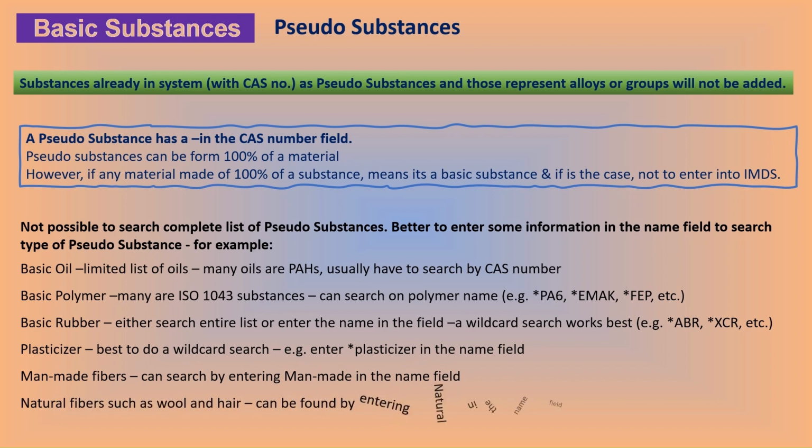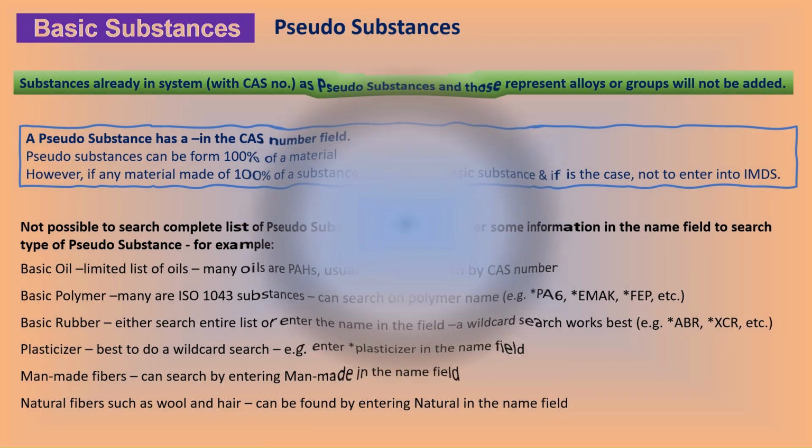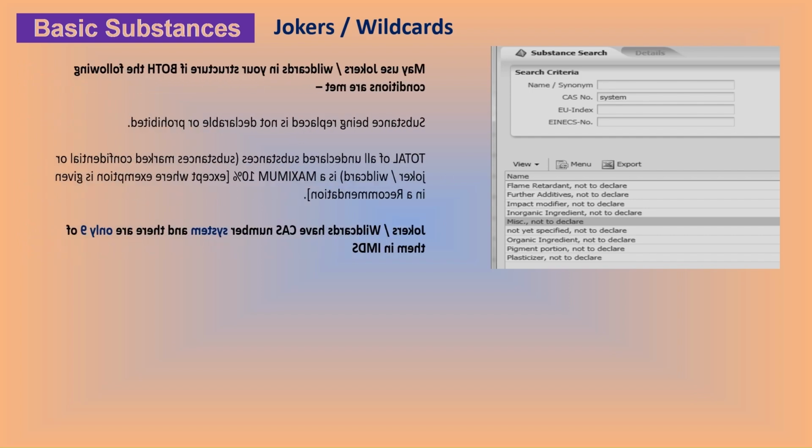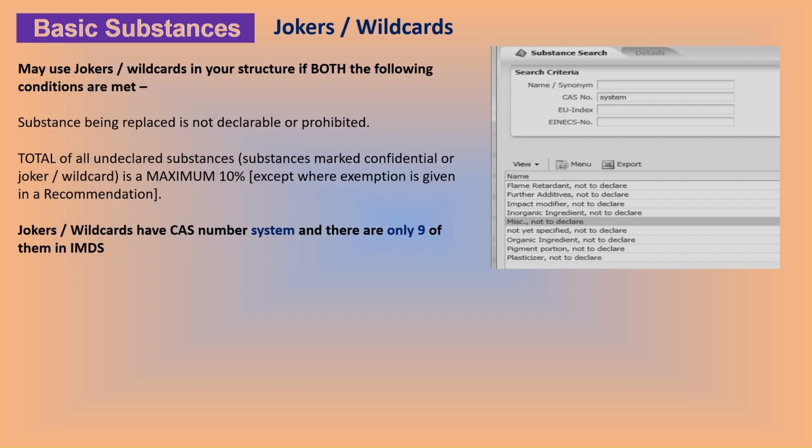Better to enter some information in the name field to search for the type of pseudo-substance. A few examples are given on the screen. You may use joker wildcards in your structure if both the following conditions are met. The substance being replaced is not declarable or prohibited, and the total of all undeclared substances is a maximum of 10%, except where an exemption is given in a recommendation.